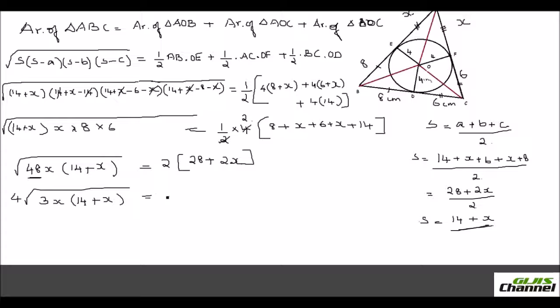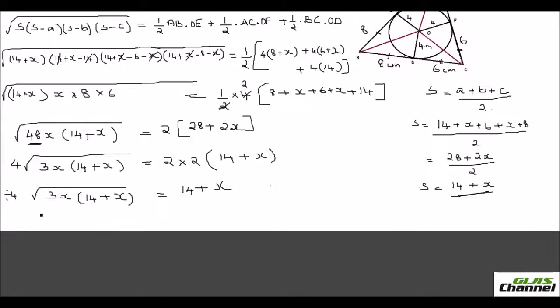Okay, here it is twice. You can take the 2 out again. So I take the 2 out, I'll be left with 14. The common factor you can take out, okay? So dividing throughout by 4, you will be left with square root of 3x times 14 plus x equals, here the 4 goes because you're dividing throughout by 4, you will be left with 14 plus x, okay?